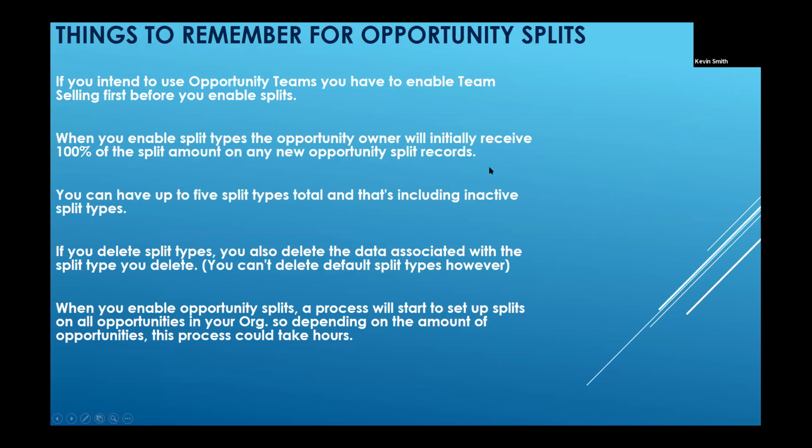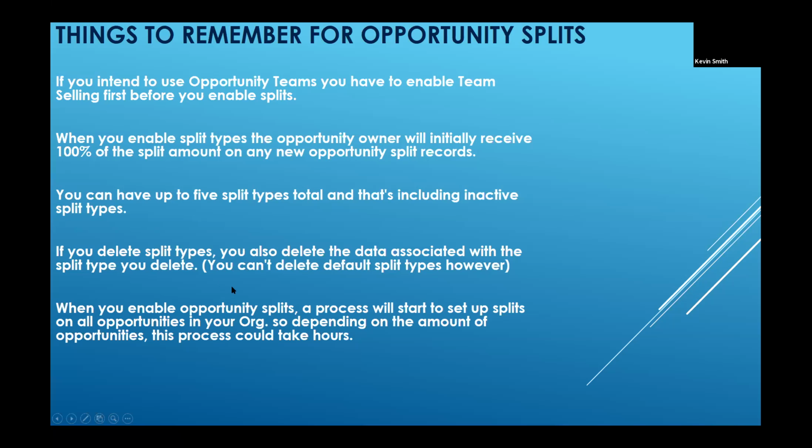So, things to remember, which I kind of went over the first one. If you intend to use opportunity teams, you have to enable team selling first. When you enable split types, the opportunity owner will initially receive 100% of the split amount on any new opportunity split record. You can have up to 5 split types total, but that's also including any inactive split types that you may have. If you delete split types, you also delete the data associated with that split type you delete. However, you cannot delete default split types.